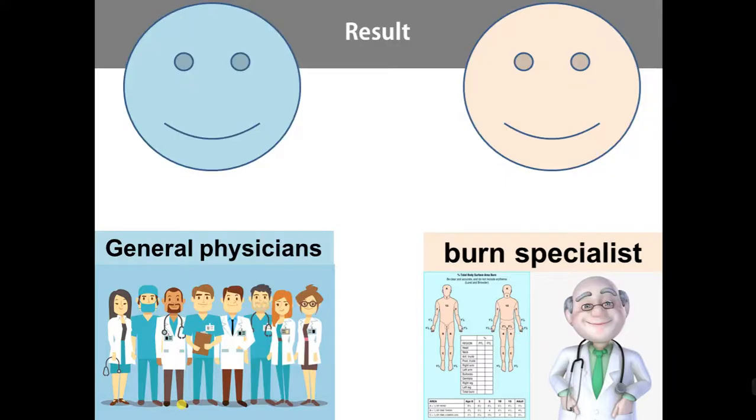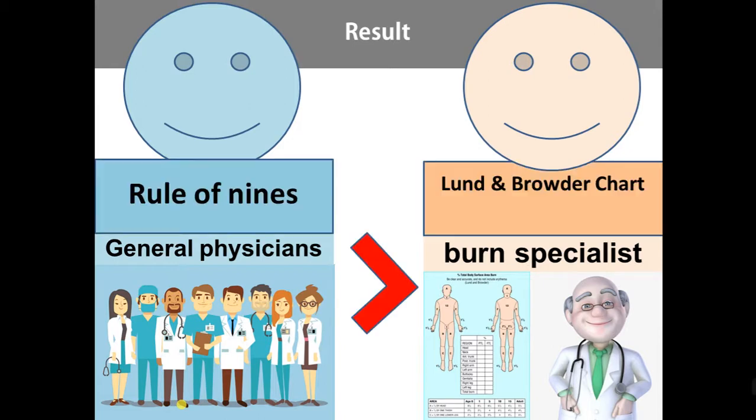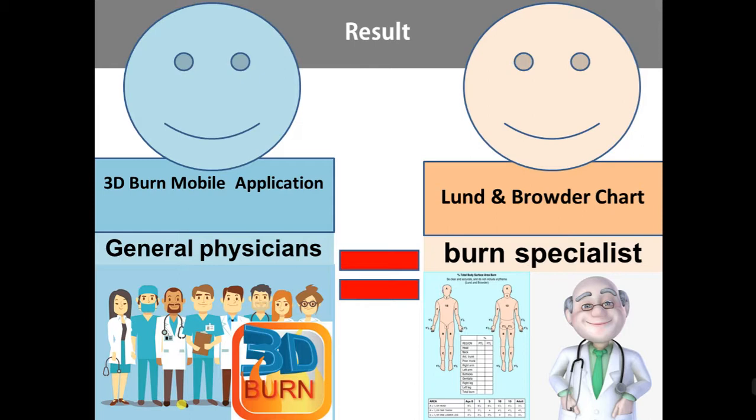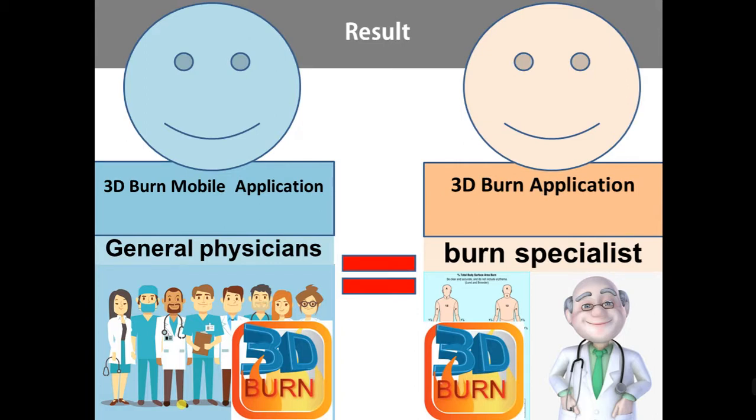The result of this study shows general physicians using the rule of 9 in evaluation of burn surface area tended to overestimate compared to the standard Lund and Browder chart. When using the 3D burn application, the result is more accurate. And there is no difference when general physicians and burn specialists use the 3D burn application.